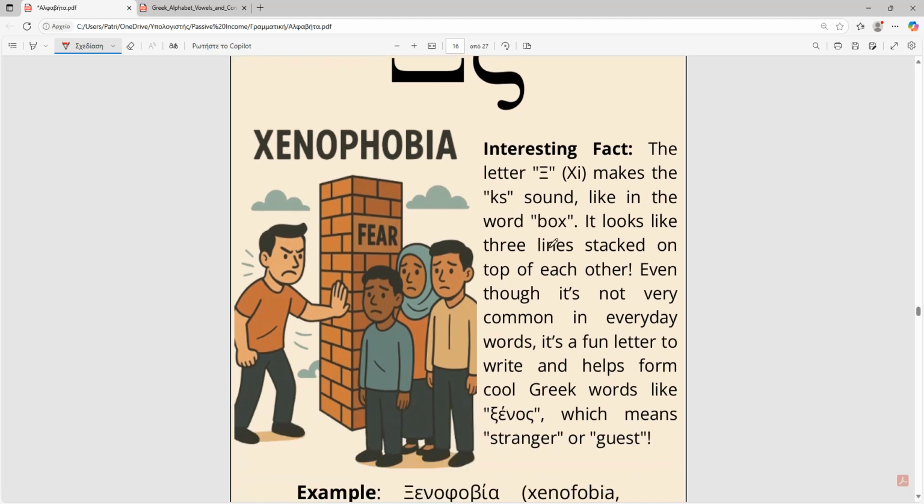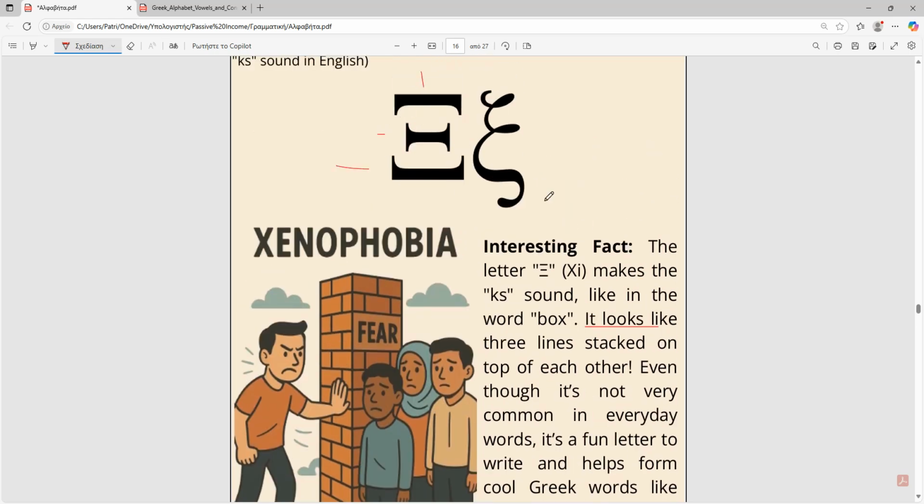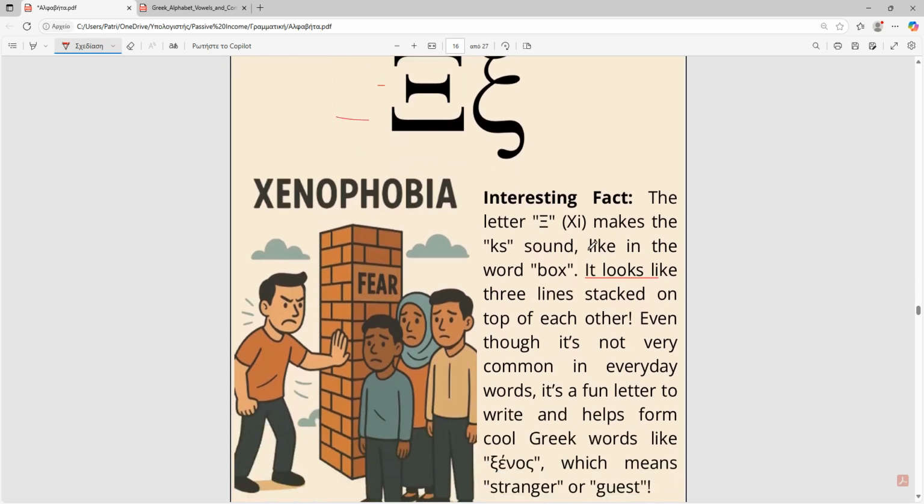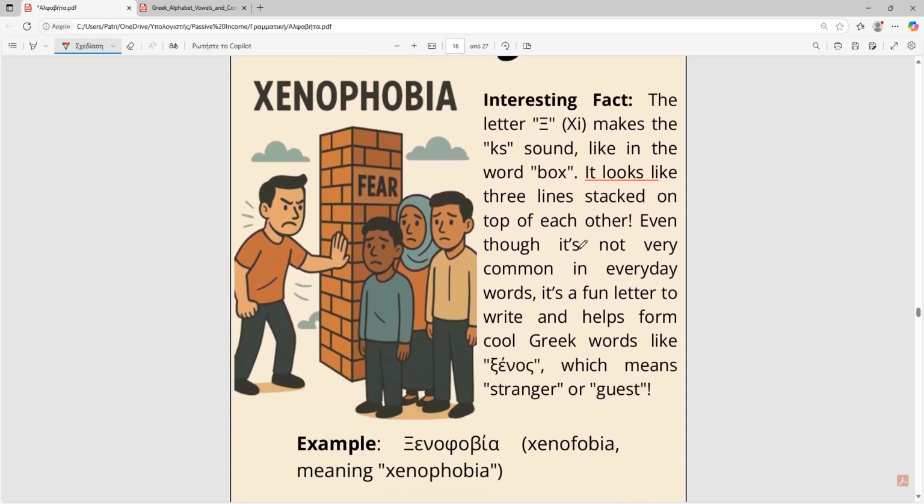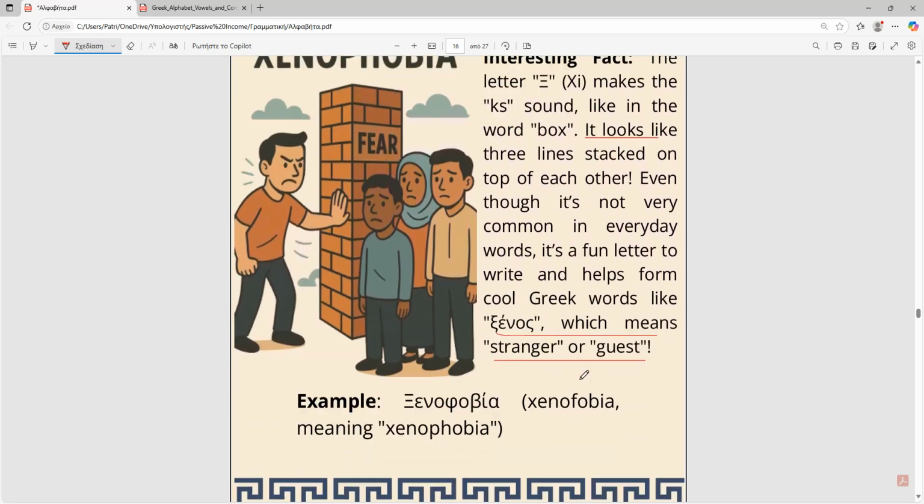Then we have the letter xi, like xenon, the xi sound in English, like xenophobia. As an interesting fact, it looks like a three-line stack, because you can see one, two, three. That is what it's all about. And we use it in words like xenos, stranger or guest, and xenophobia.